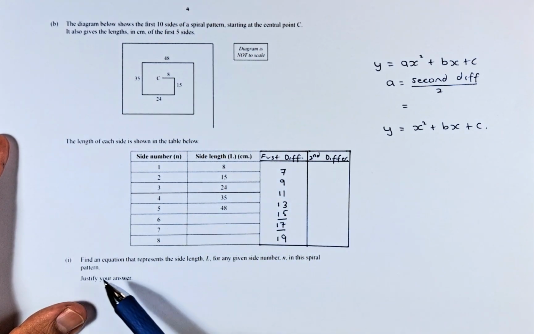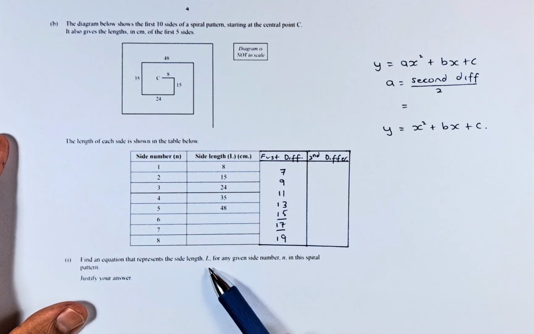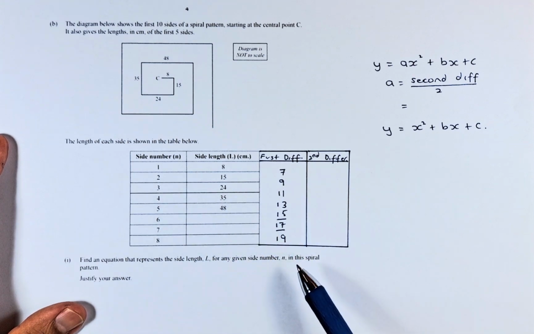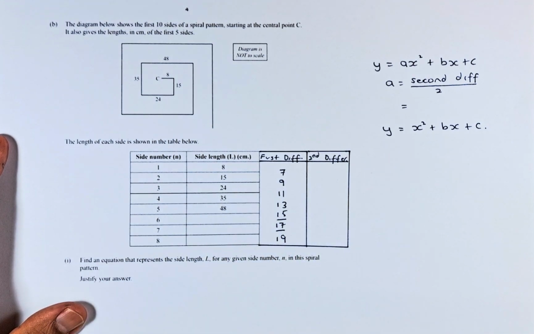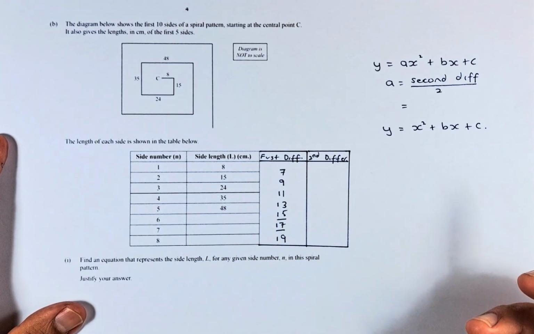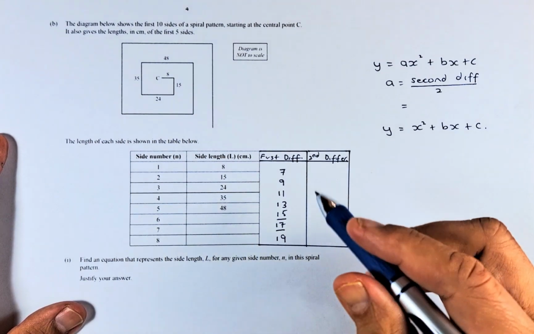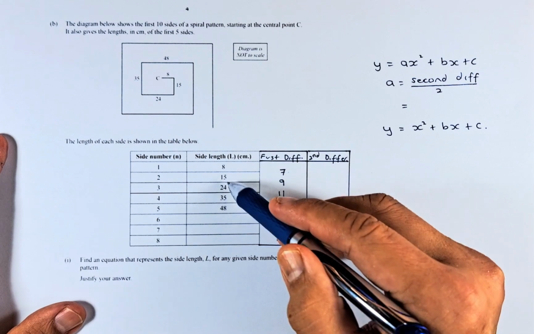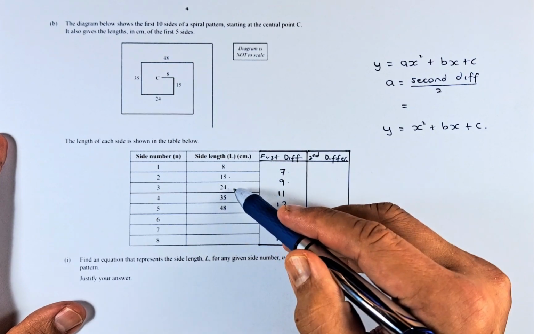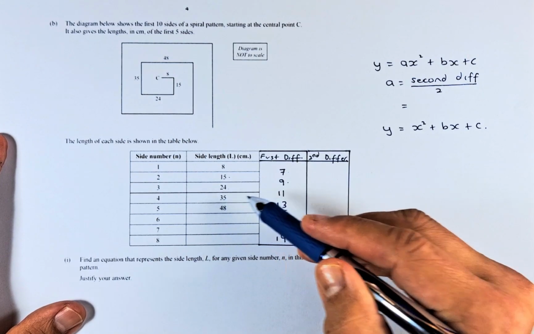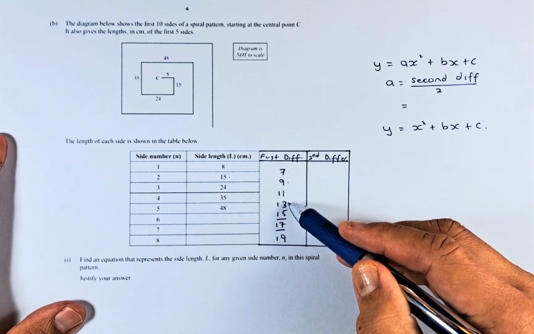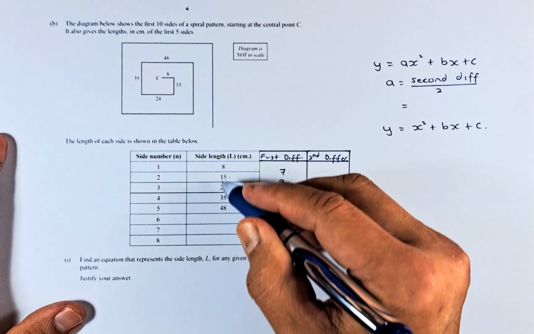So the question is, find an equation that represents the length L for any given side n in this spiral pattern. Justify your answer. Okay, this is a quadratic pattern because it's going up in a special way. So 8 to 15, the difference is 7. 15 to 24 is 9. 24 to 35 is 11. 35 to 48 is going to be 13, and then we're going to add the two numbers.